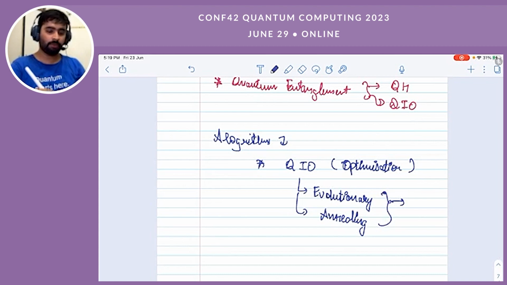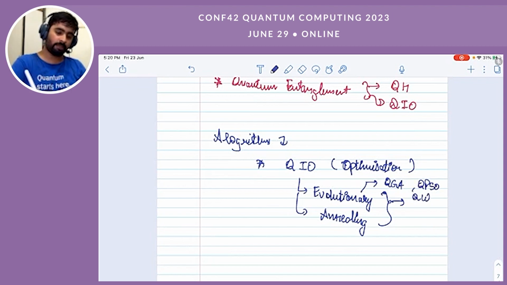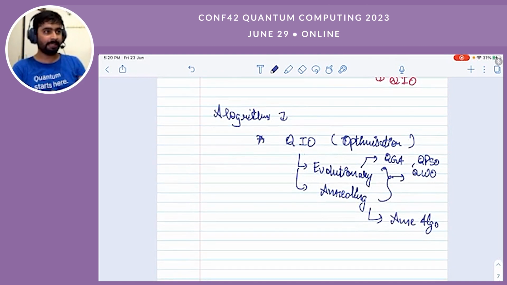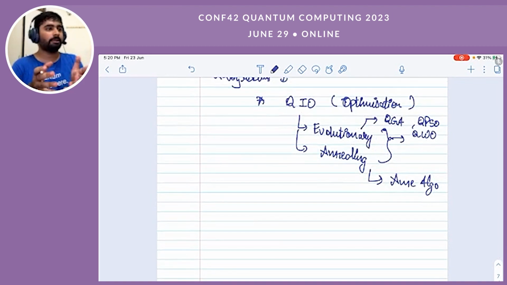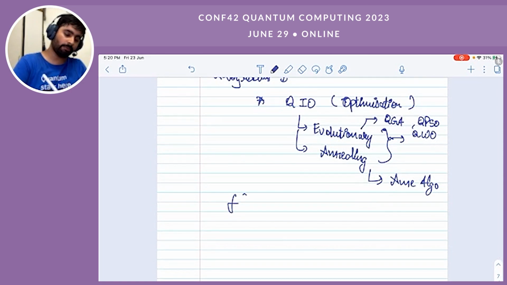In evolutionary algorithms, you can have a number of algorithms like QGA, quantum inspired genetic algorithm, quantum inspired particle swarm optimization, quantum inspired wolf optimization algorithm. In annealing, you'll have your usual annealing algorithms. I'll not go into detail about each and every algorithm, but I'll try to give you a glimpse of how they function. Any kind of optimization problem is basically optimizing a given function, and this f(x) is basically the mapping of a problem P(x).